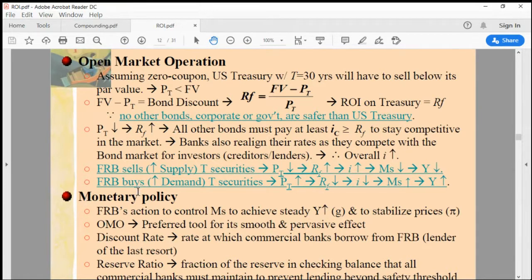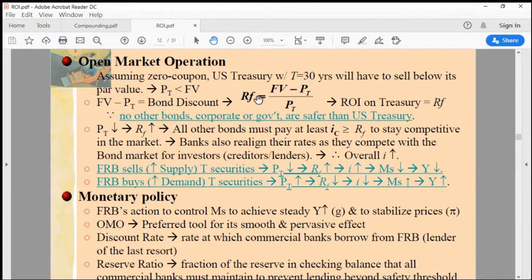When the Federal Reserve buys back, it's actually buying back Treasury securities that were held by the investors throughout the economy, right? And buying means what? Added demand, increased demand. As the demand gets stronger, what's going to happen to the price? The price goes up. Then what happens to the return?